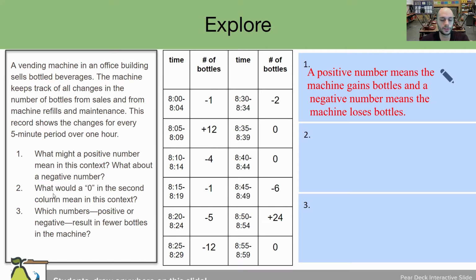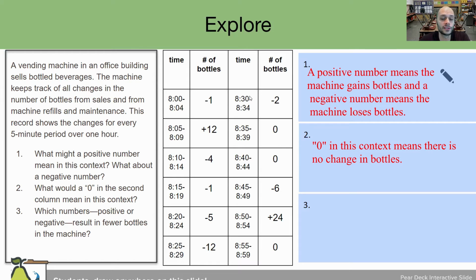Now for number 2, it says, what would a 0 in the second column mean in this context? So we have positive numbers, we spoke about them. We have negative numbers, we spoke about them. But what does 0 mean in this type of context? Please pause this video and see if you can figure out what the 0 stands for. Okay, welcome back. If you said that 0 stands for absolutely nothing happening during that time period, you are correct.